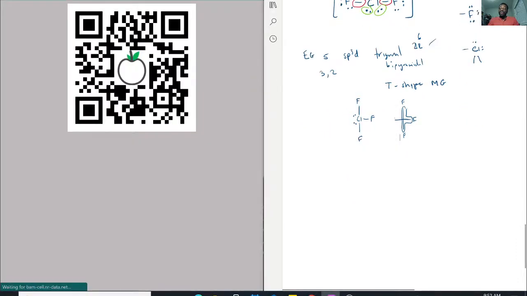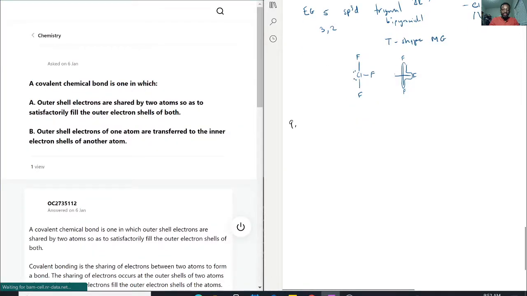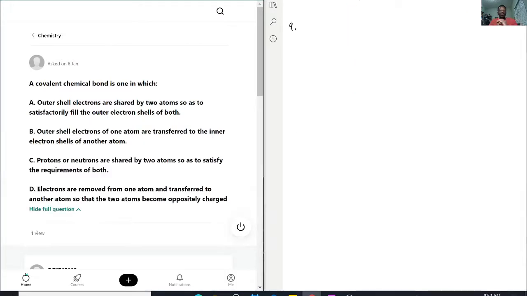So now let's move on to question number 9. It says, a covalent chemical bond is one which, and you have to answer this question. So a covalent bond is which, what? A, it says the outer shell electrons are shared by 2 atoms so as to satisfactorily fill the outer electron shells of both. The key word here is being shared. Okay, so far for A, I can agree with what it's saying.